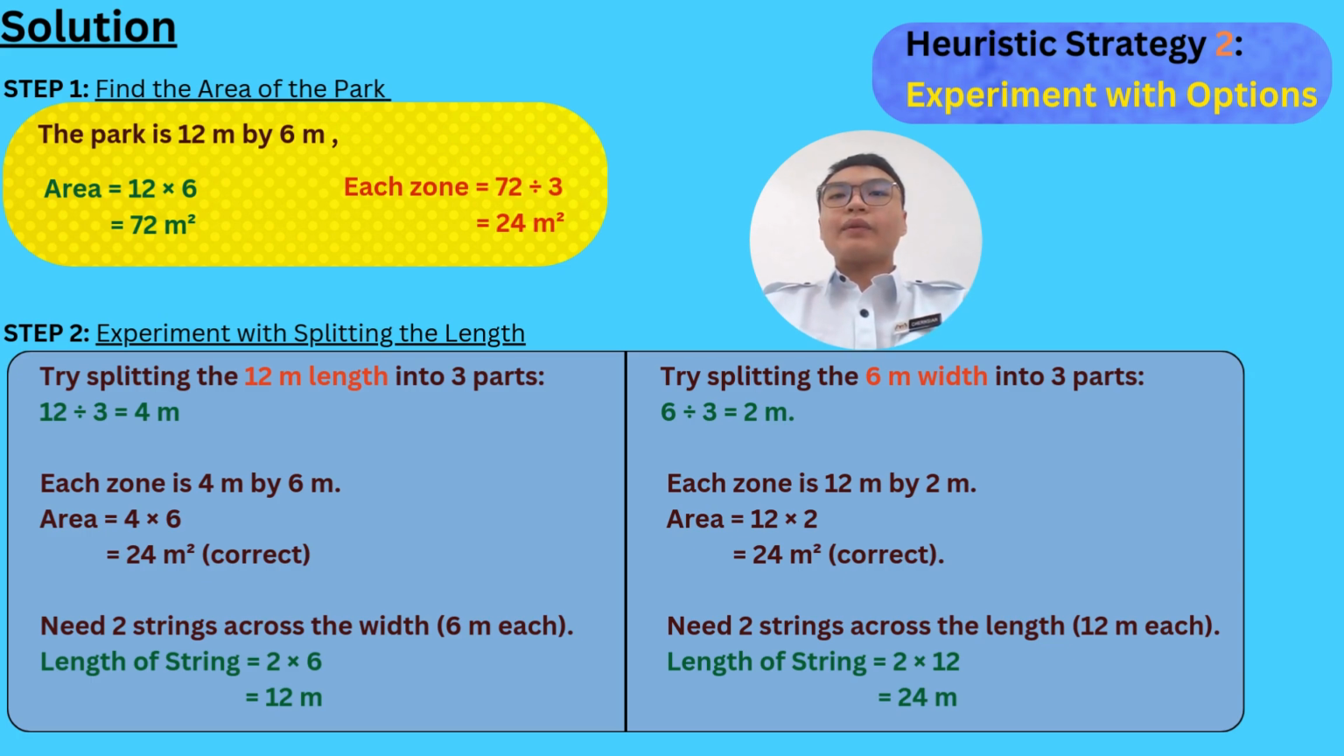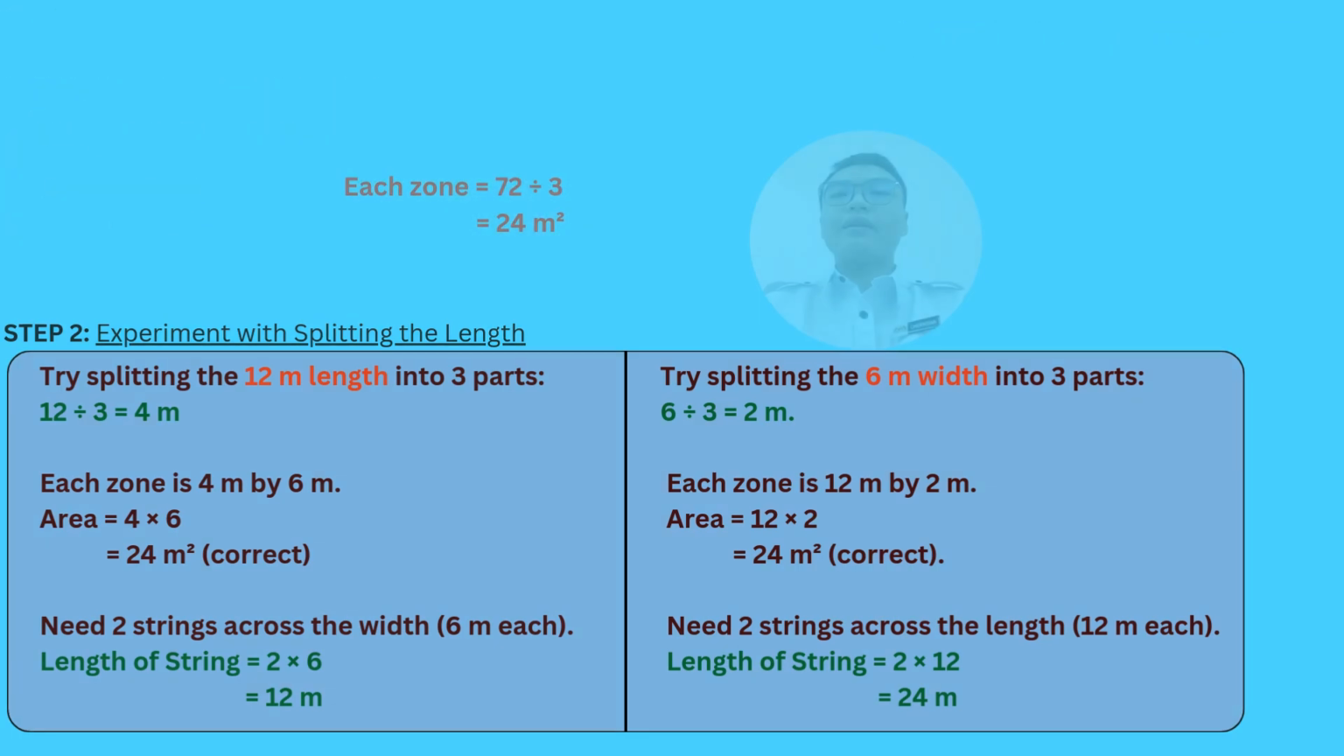And second, we try splitting the 6 meters width into 3 parts. 6 divided by 3 is 2 meters. Each zone is 12 meters by 2 meters. 12 times 2 equals 24, and it's correct. So we need two strings across the length, 12 meters each, and the length of string is 2 times 12 equals 24 meters.